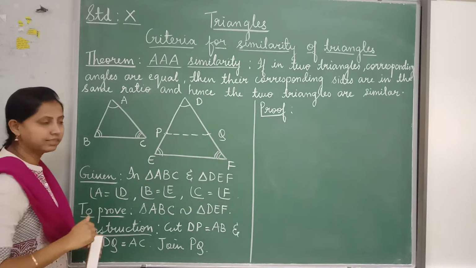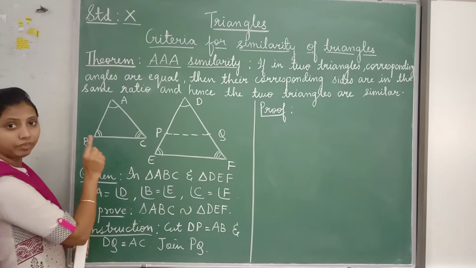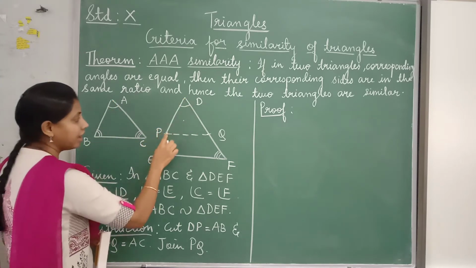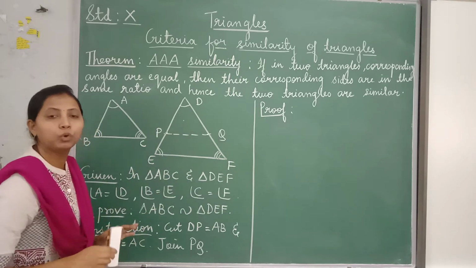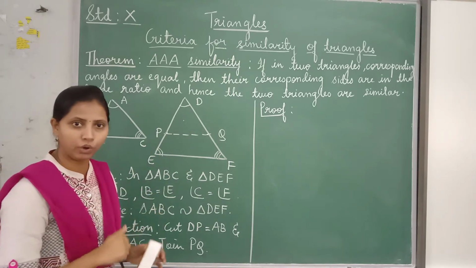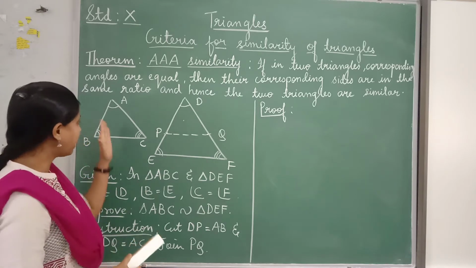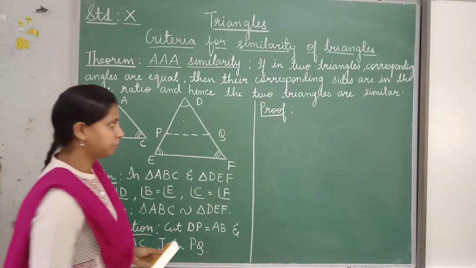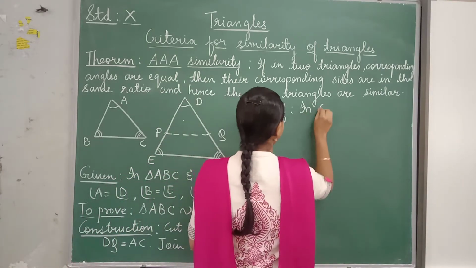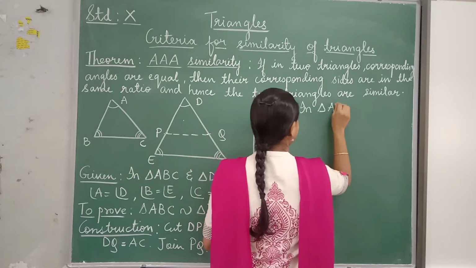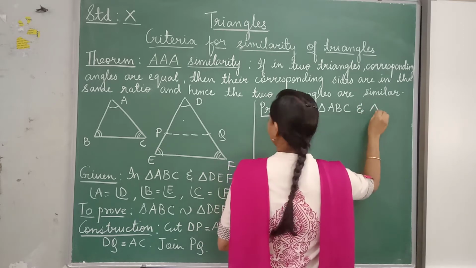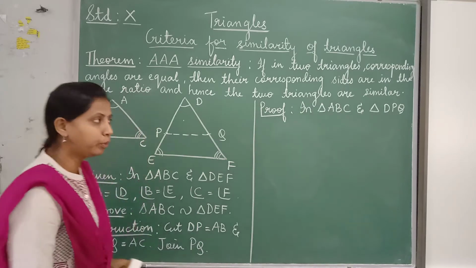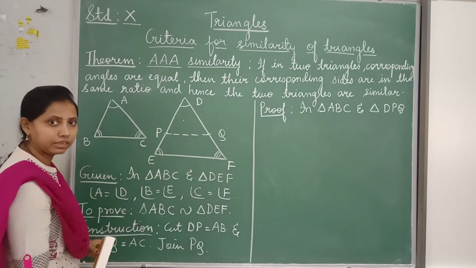Yes, now to prove this theorem, firstly we will take these two triangles, triangle ABC and triangle DPQ, and let us prove that these two triangles are congruent to each other. The first part of this theorem is we have to prove these two triangles are congruent to each other. So write in triangle ABC and triangle DPQ. And now how can you prove that these two triangles are congruent to each other, children?